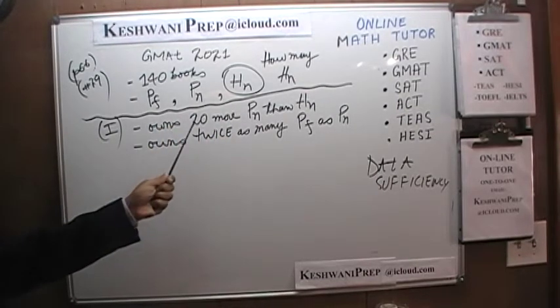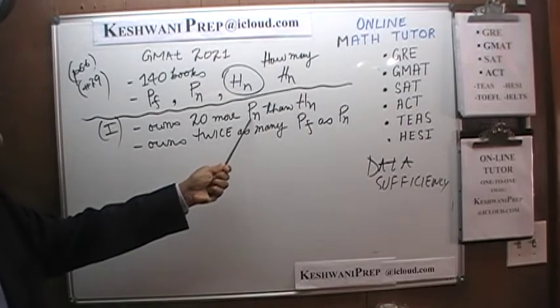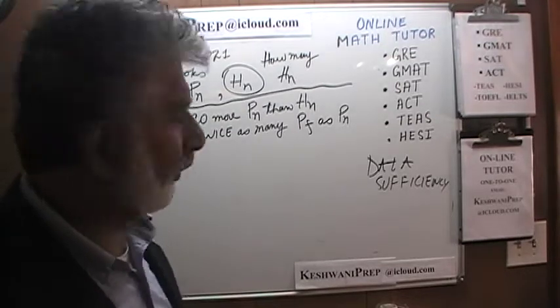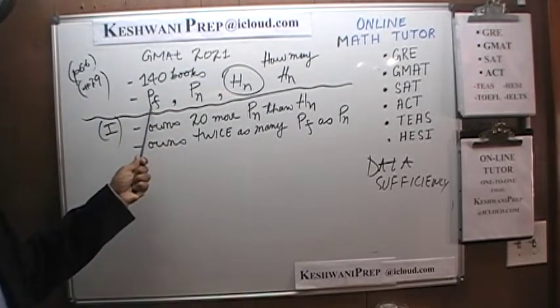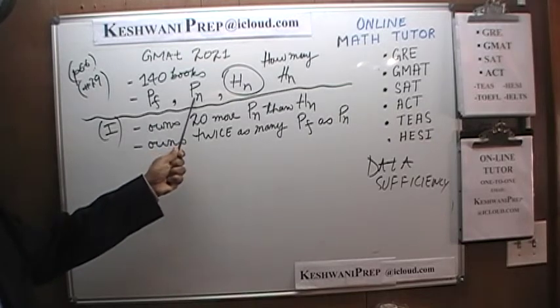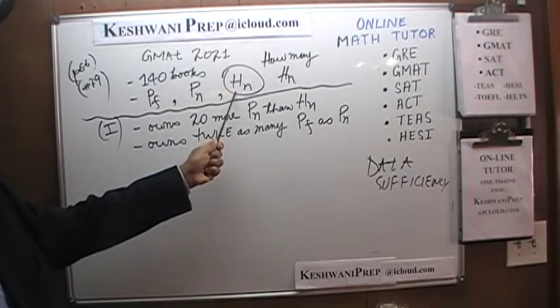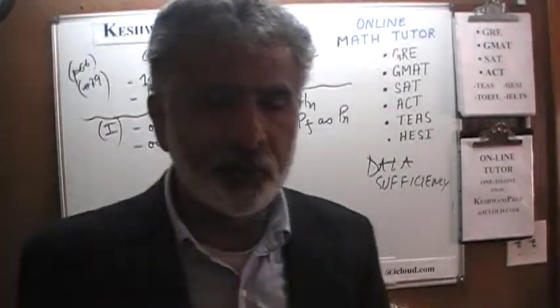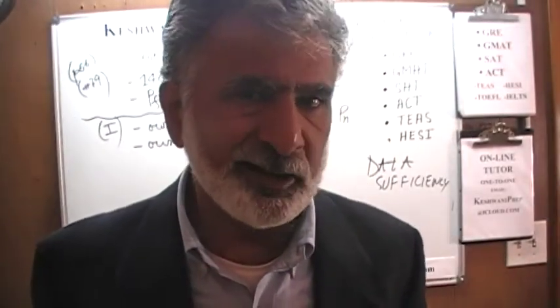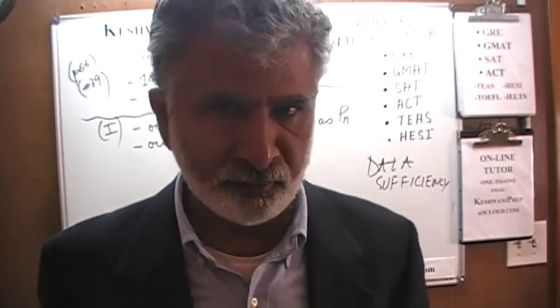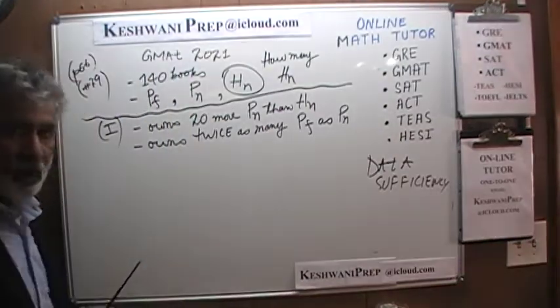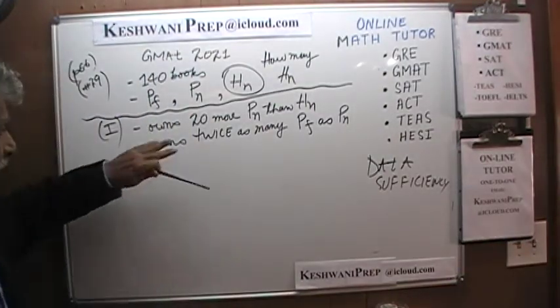Statement 1 tells us that we own 20 more paperback nonfiction than hardcover nonfiction. Let's see what we can do. How many unknowns do we have here? We have three unknowns. We have an unknown quantity of paperback fiction, an unknown quantity of paperback nonfiction, and an unknown quantity of hardcover nonfiction. Three unknowns, and therefore, we must have three independent equations, otherwise we cannot solve for these values. It's impossible. How many equations do we have at this point while we are at statement one?